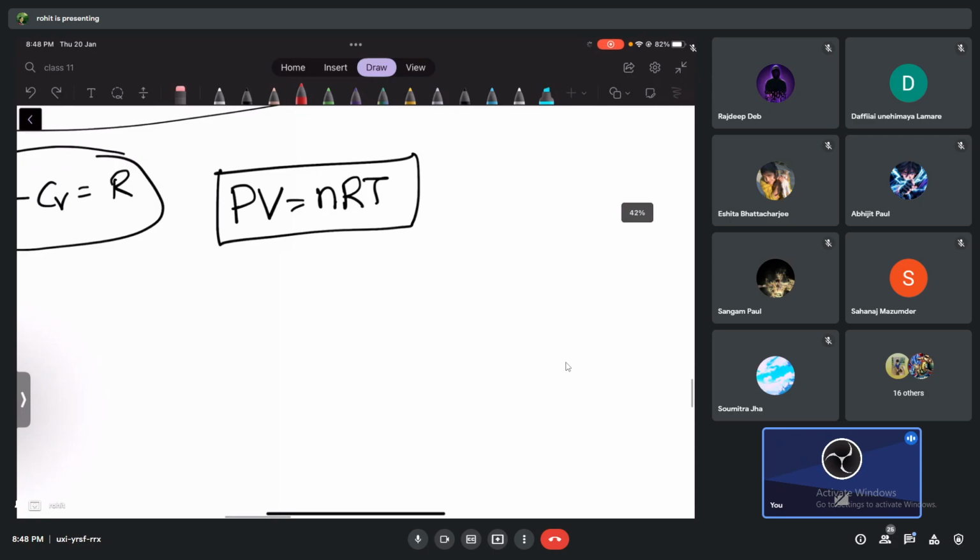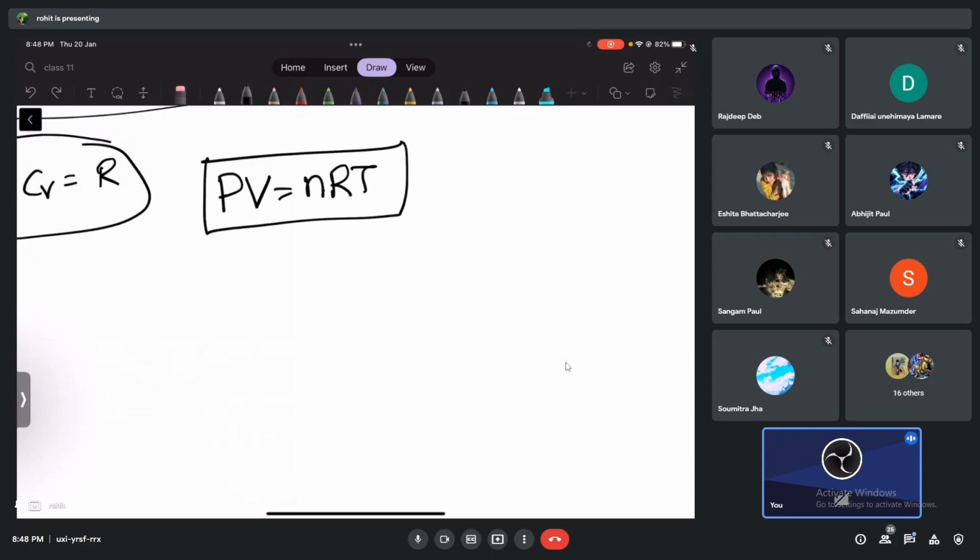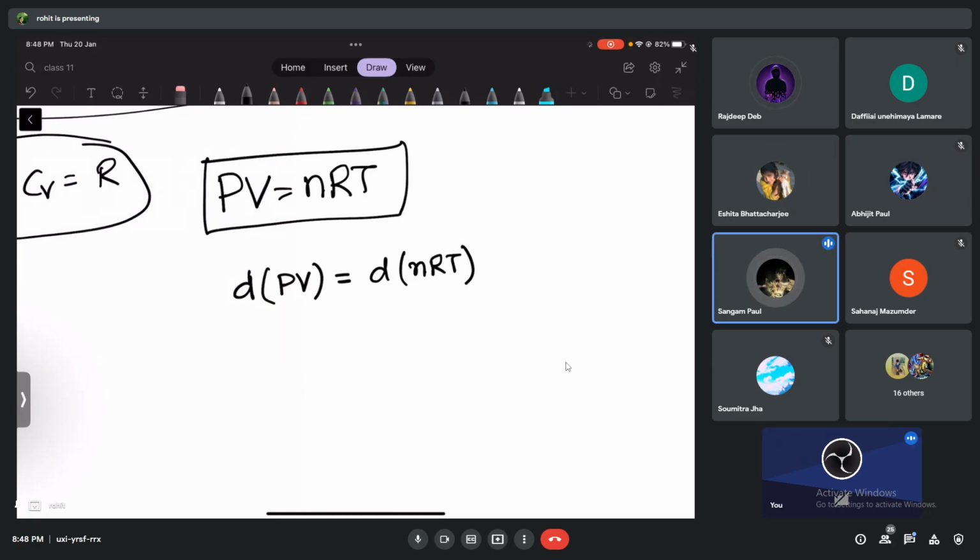Okay, let me use this term now. See, if I write d(PV), what does it mean, guys? Change of pressure into volume. Change of pressure into volume must be equal to what? Change of nRT, right? Agree with this? Just check. Yes, sir. Change of pressure into volume is nothing but equal to change of nRT. Because this is true, so this also should be true.